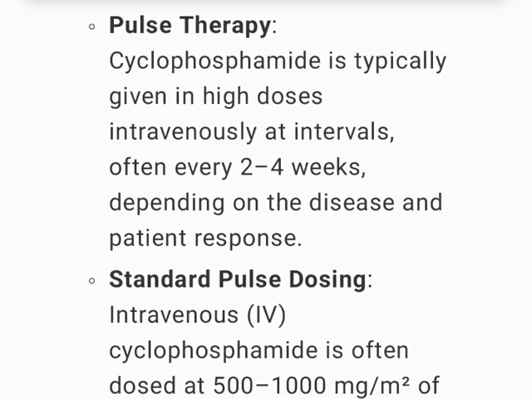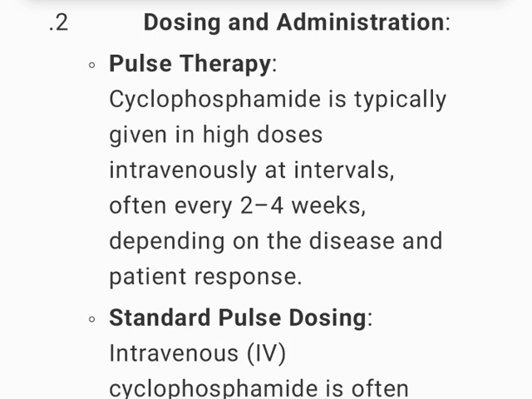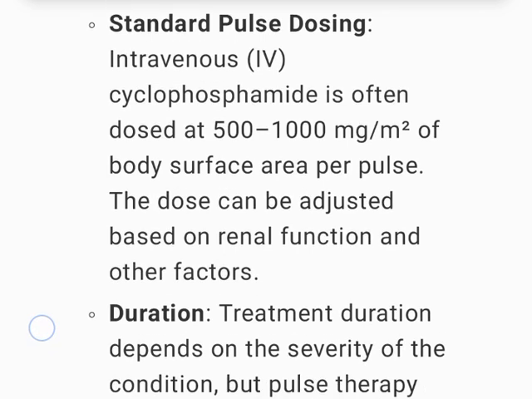2. Dosing and administration. Pulse therapy. Cyclophosphamide is typically given in high doses intravenously at intervals, often every 2 to 4 weeks, depending on the disease and patient response. Standard pulse dosing. Intravenous (IV) cyclophosphamide is often dosed at 500 to 1,000 milligrams per square meter of body surface area per pulse. The dose can be adjusted based on renal function and other factors.